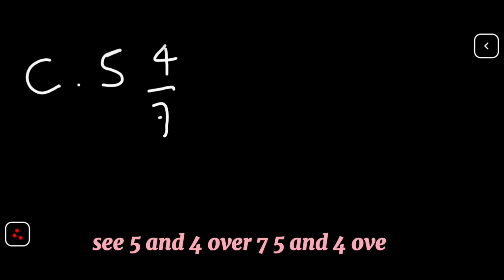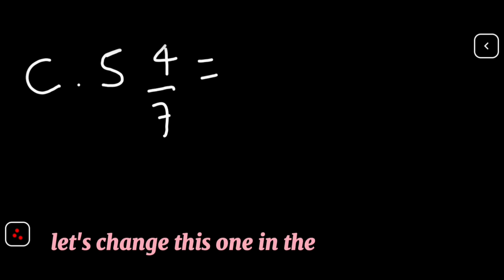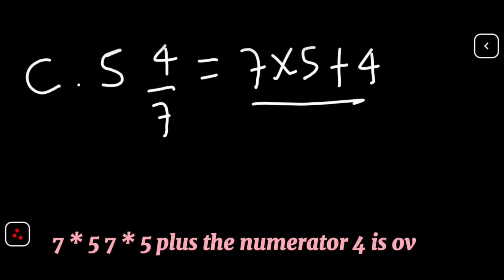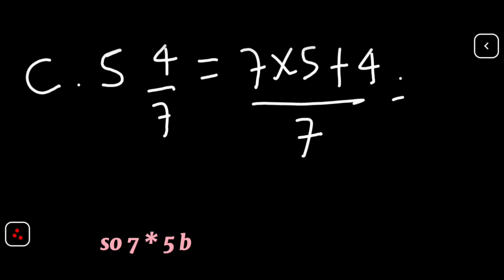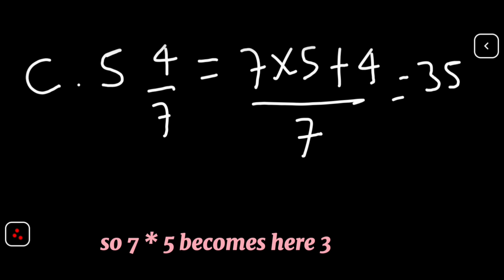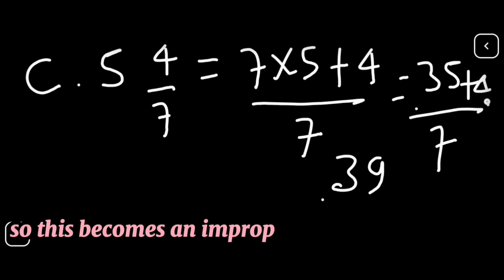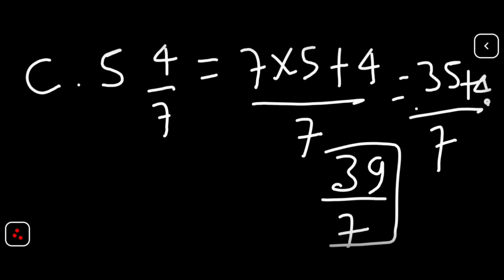C, let's see another example. C, 5 and 4 over 7. Let's change this one in the same fashion. 7 times 5 plus the numerator 4, the whole over 7. So 7 times 5 becomes 35, plus 4 over the denominator 7. So this becomes an improper fraction, 39 over 7.